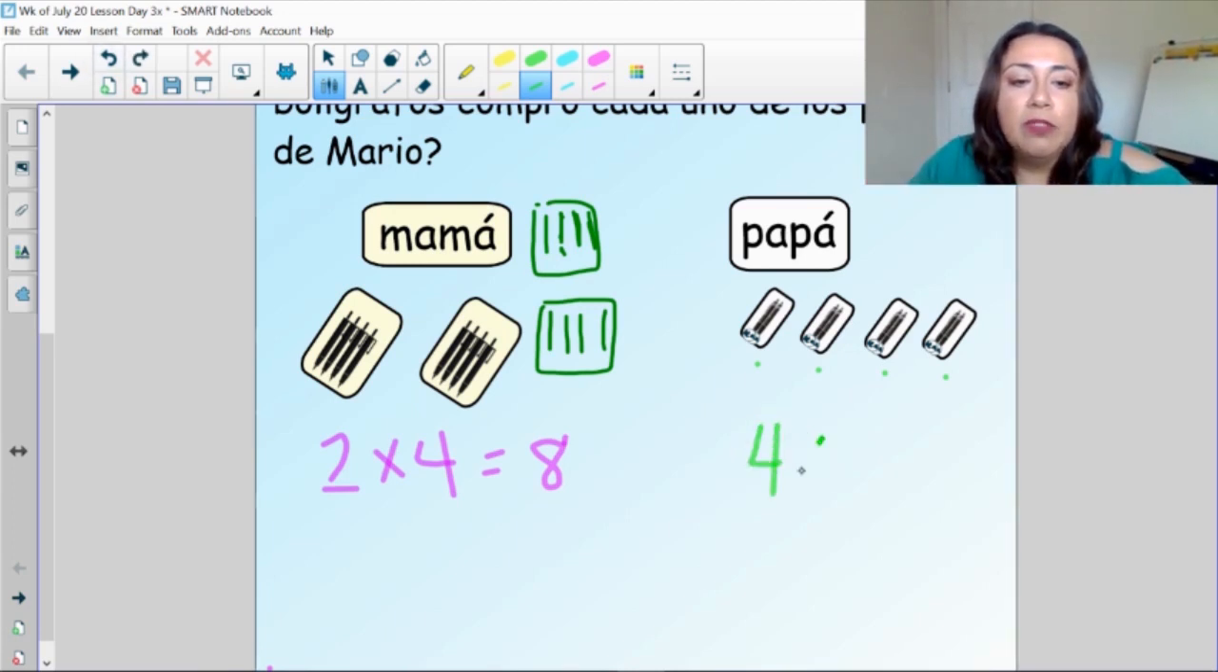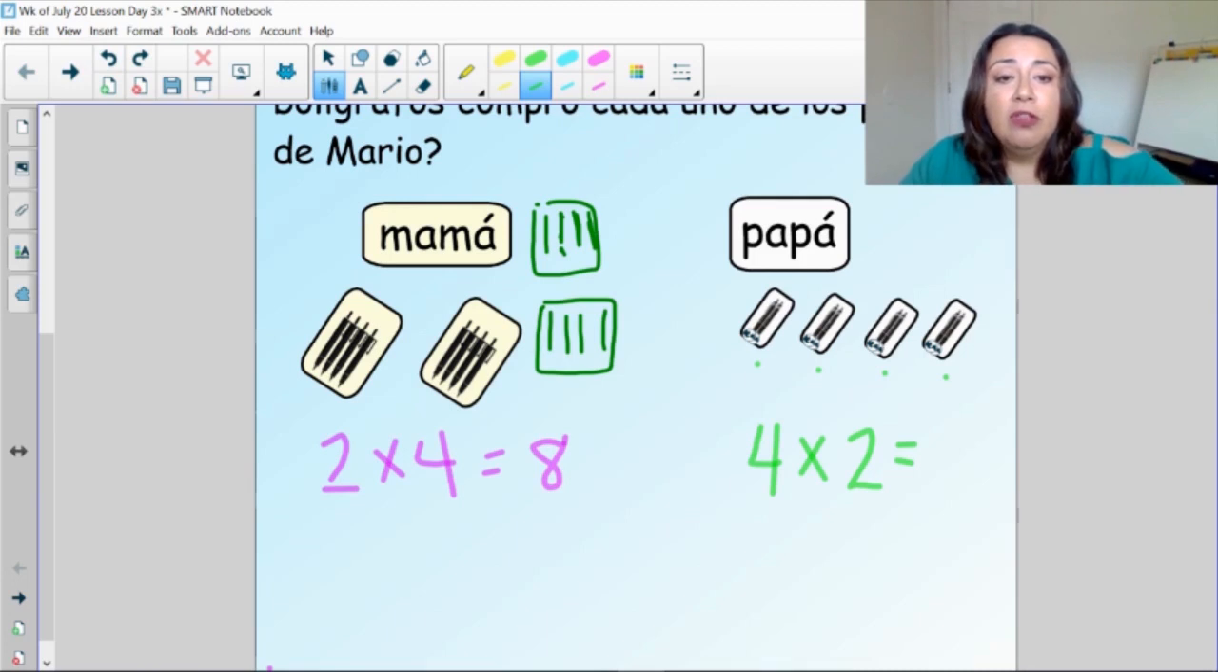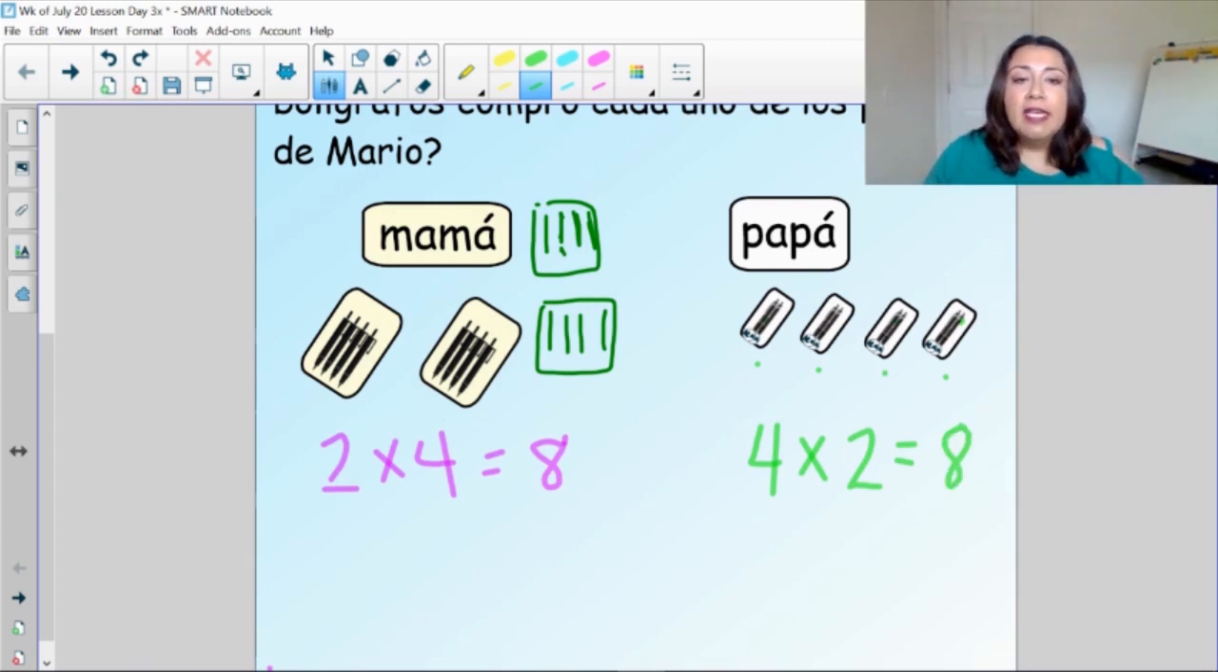4 grupos de a 2 es también igual. Podemos contar de 2 en 2, ¿cierto? 2, 4, 6 y 8. 8 bolígrafos. Así que niños y niñas, aunque el problema sea 2 por 4, el producto sigue siendo 8. 4 por 2, también el producto es 8. Así que esto una vez más comprueba que el orden de los factores, el orden en que multiplicamos no importa.